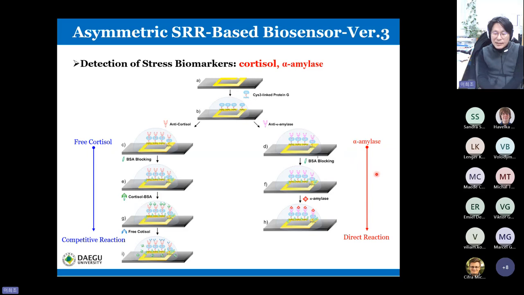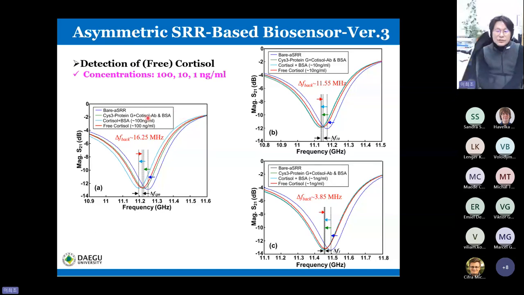And then for alpha-amylase bioprocessing, anti-alpha-amylase was introduced in cysteine-3 linked protein G, and after blocking, the alpha-amylase was introduced. This result showed the resonance frequency behavior, the four kinds of bioprocessing for pure cortisol sensors.